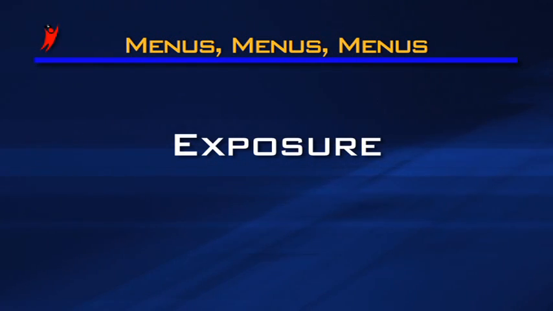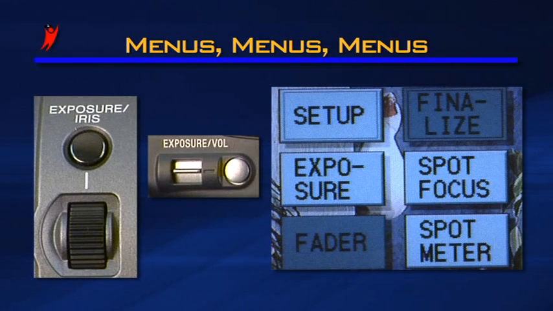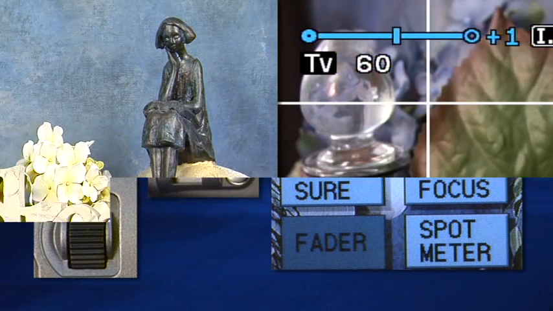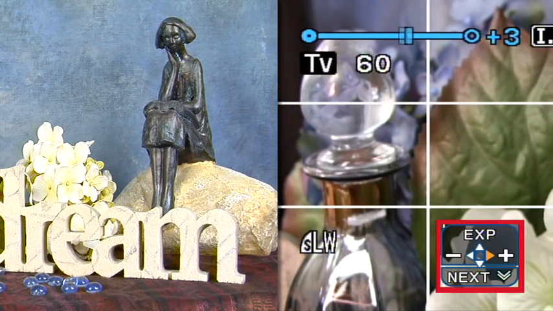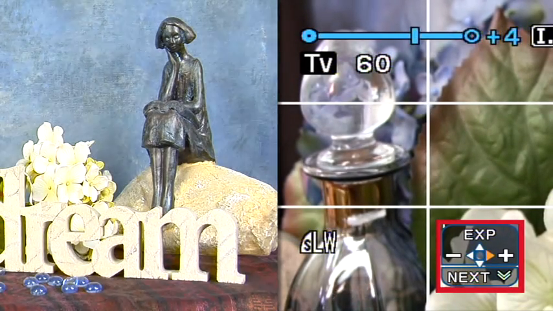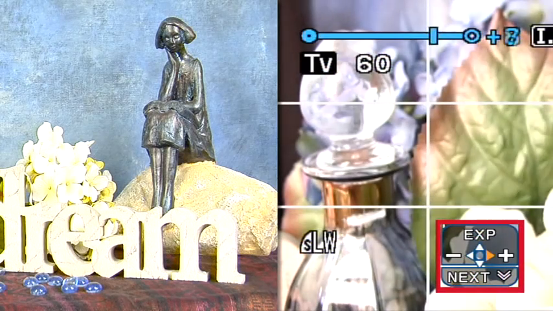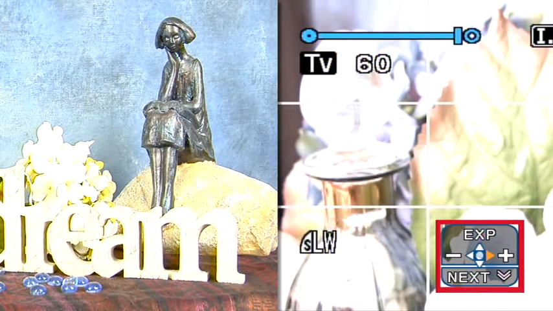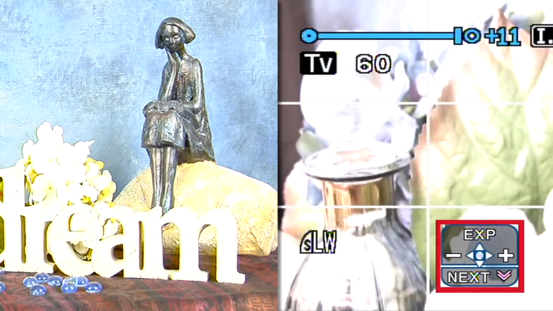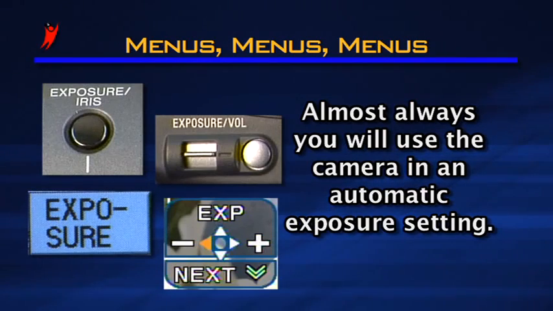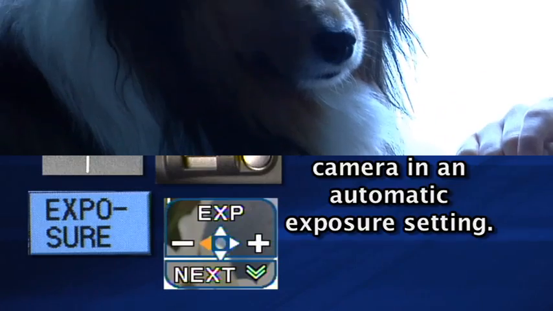Exposure. Many camcorders will have an exposure setting. This allows you to manually adjust the brightness of your picture. What it does, in fact, is much like a still camera. It opens up the lens to a brighter or more open setting, allowing more light into your picture. Almost always, you'll use the camera in an automatic exposure setting because the camera will read the most appropriate exposure setting for the situation you're in.